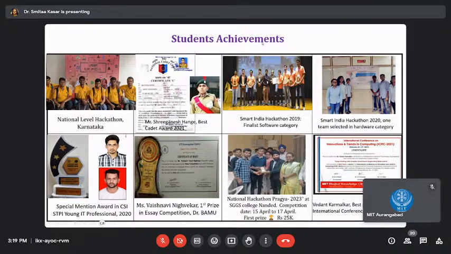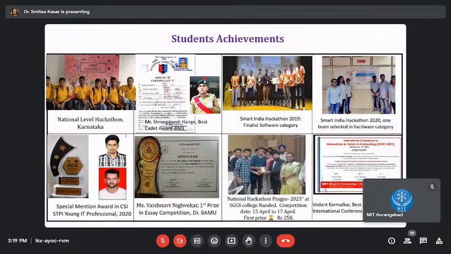Technically, if you could see, we have students who participate in Smart India Hackathon 2019-2020. Our students are also into research and development. One of our students received the best paper award in an international conference. Then our students have received an award, as you can see, as a young IT professional. CSI is the Computer Society of India chapter.